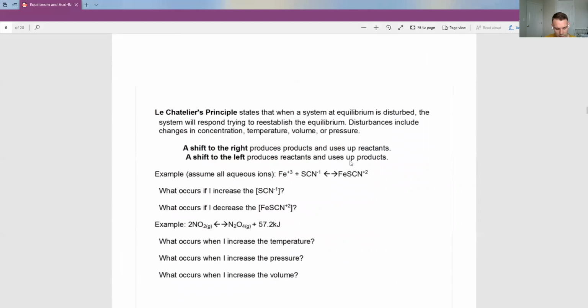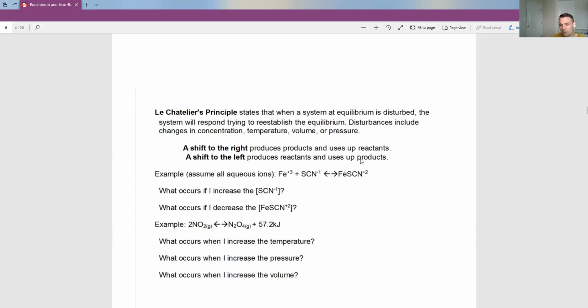And then the last thing for this part of the notes is going to be Le Chatelier's Principle. Le Chatelier's Principle states that when a system is at equilibrium and you disturb it for some reason, the system will respond trying to reestablish the equilibrium. Disturbances include changes in concentration, temperature, and pressure. So you're basically trying to undo what happened, okay?